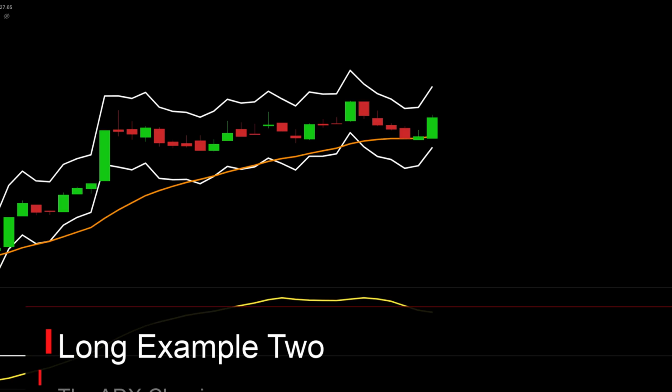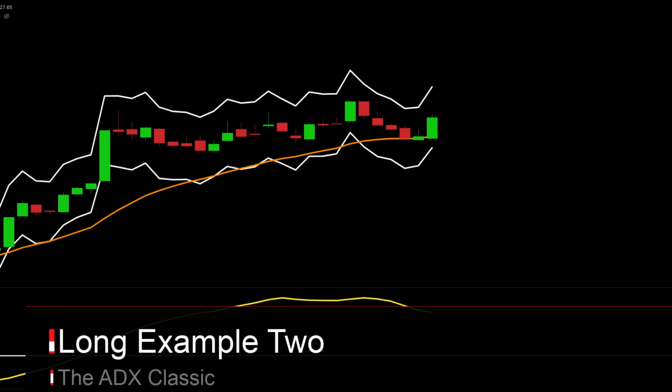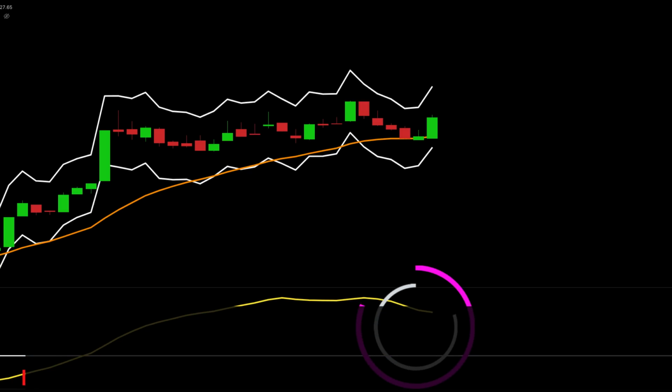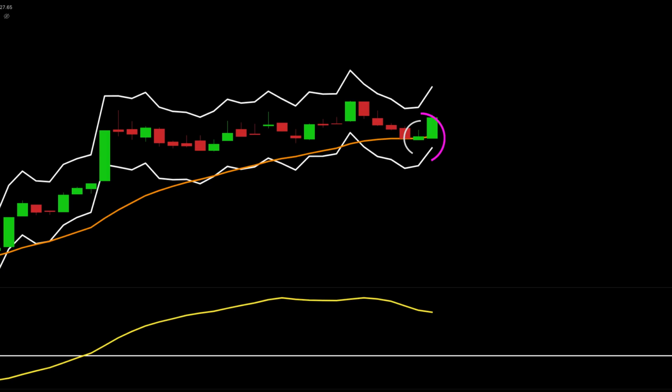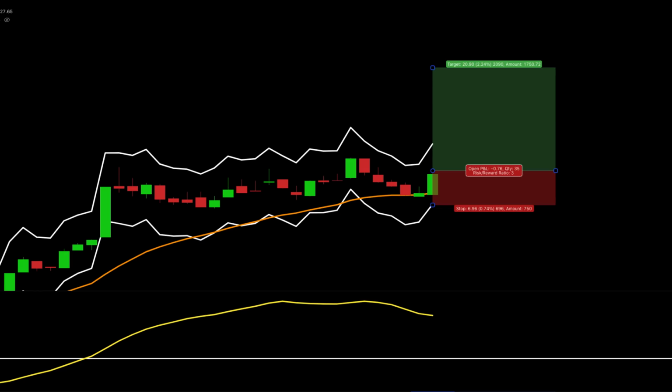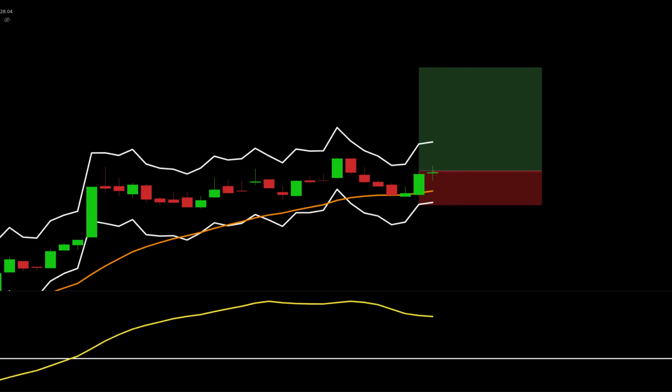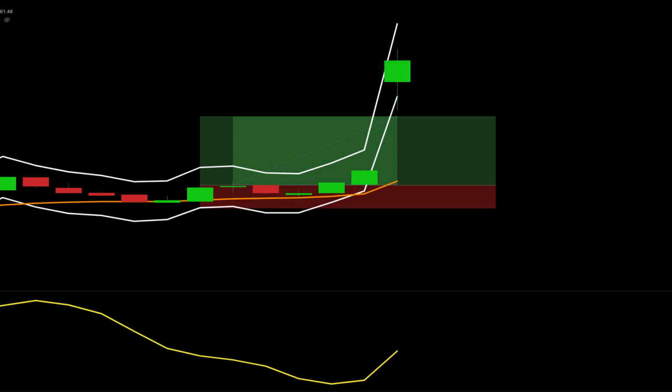I have one more long example. First, we can see the ADX is above the 30 level. Then we can see a retrace into the 20 EMA. Third, there is no candle that closes below the orange line. Finally, we put a buy stop order above the candle that closes above the EMA. The entry is made on this candle and it serves as our trigger. The stop is placed at 2 times the ATR of the trigger candle and the target is 3 times risk. And long example 2 hits the target on this large gap up.